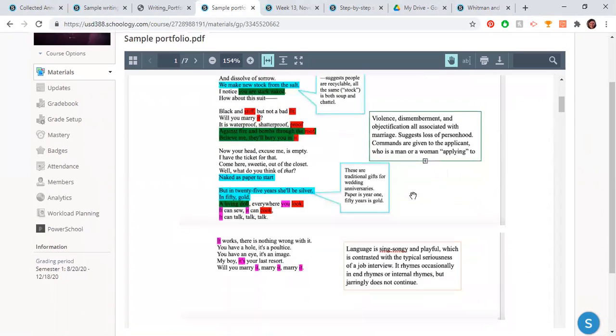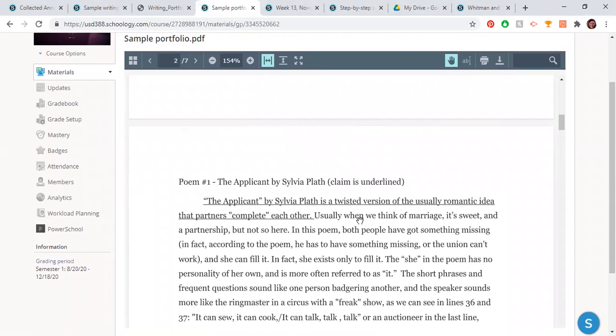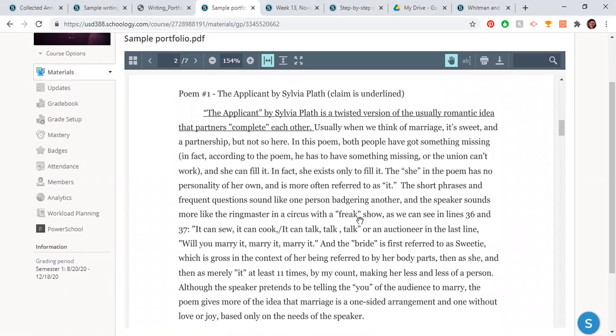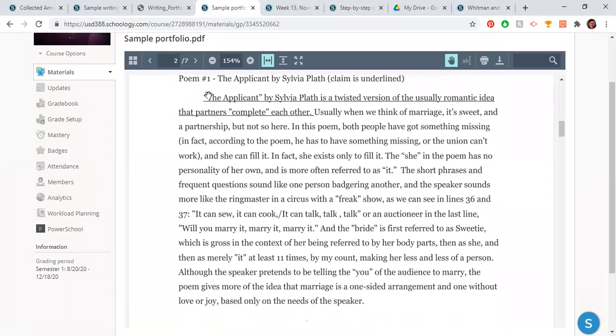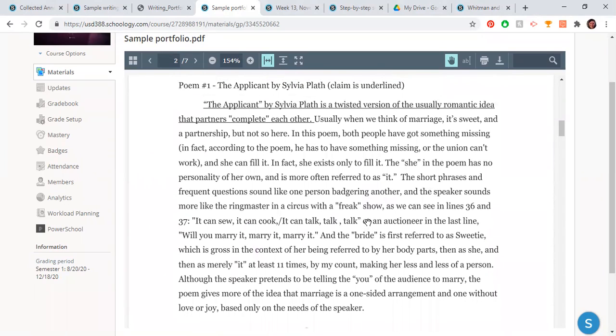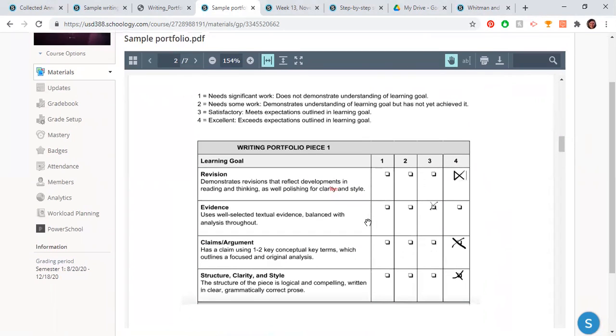So here's the applicant. Start with the annotation, then move to the writing. 250 words. What can I say about what is being said in this poem? And really thinking about what is my claim and starting with that if you wish. So that, and then kind of looking at that.